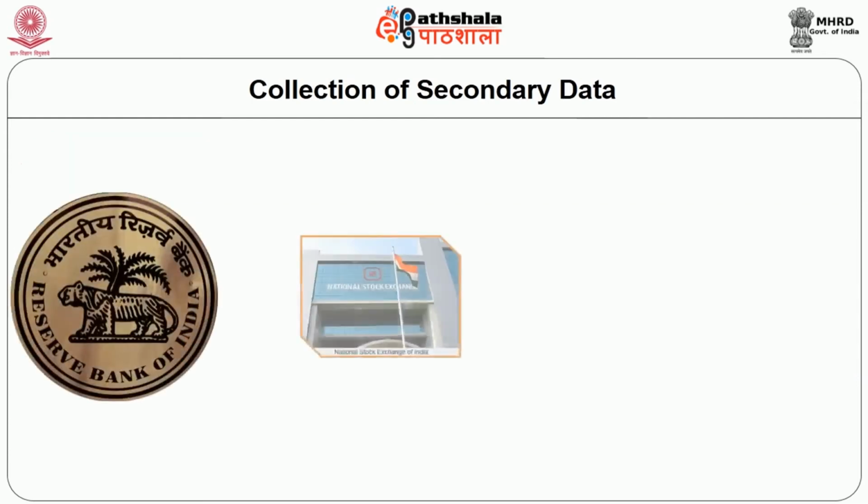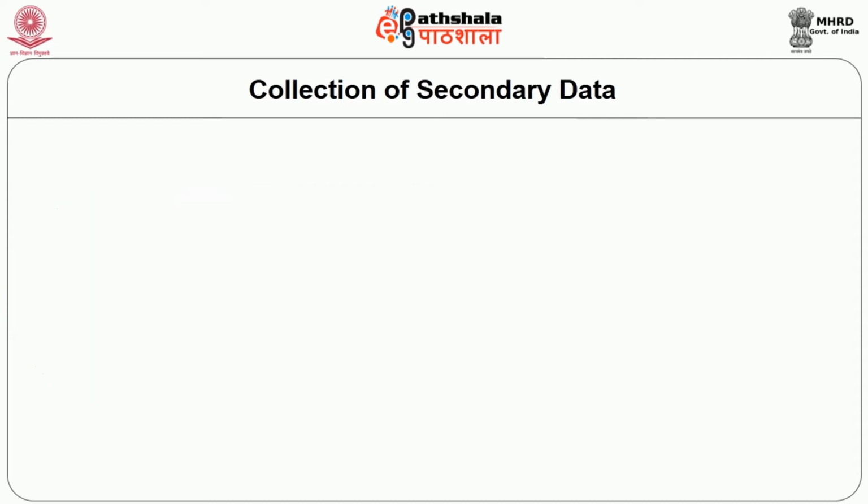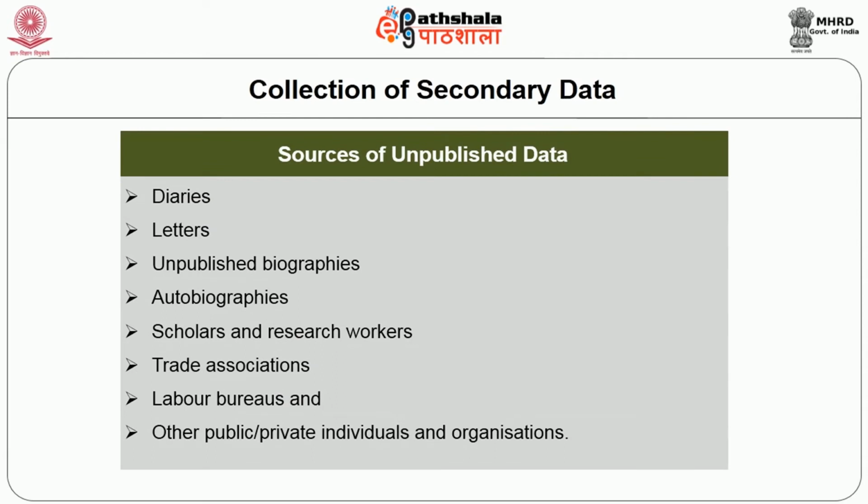Data are also published on websites such as the official websites of Reserve Bank of India, National Stock Exchange, etc. Most of the data are freely available and provided in Excel worksheet. The sources of unpublished data are found in diaries, letters, unpublished biographies and autobiographies, and also may be available with scholars and research workers, trade associations, labor bureaus and other public and private individuals and organizations.